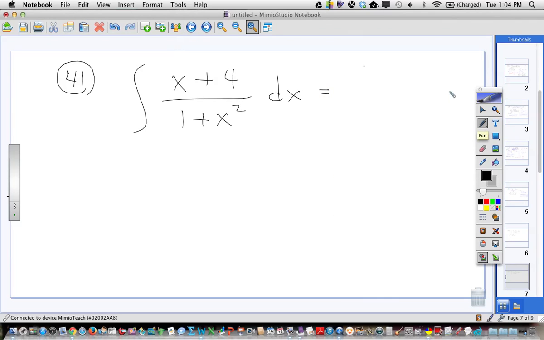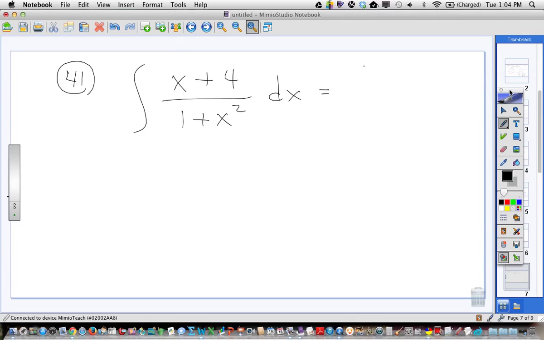This is where all this extra practice I keep talking about comes in, because we've got all those problems in the book on page 340, and there are a lot of different ones in there with different little quirks that you don't really know about until you've tried a bunch of them. So this one ends up being x over 1 plus x squared dx plus 4 over 1 plus x squared dx. That is perfectly legal. You can't split the bottom, but you can split the top. You just have to keep the bottom together.